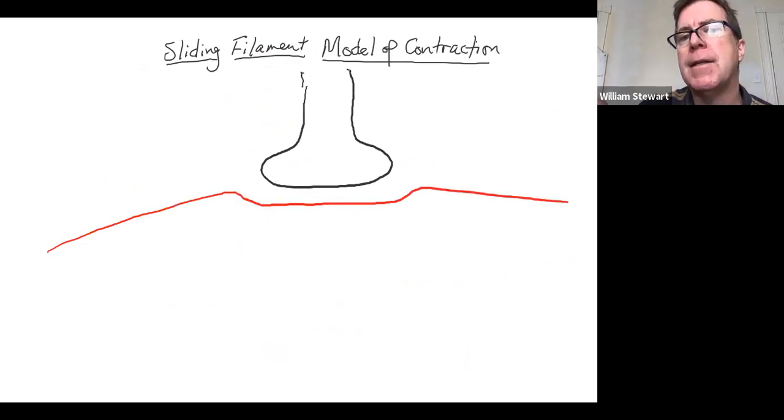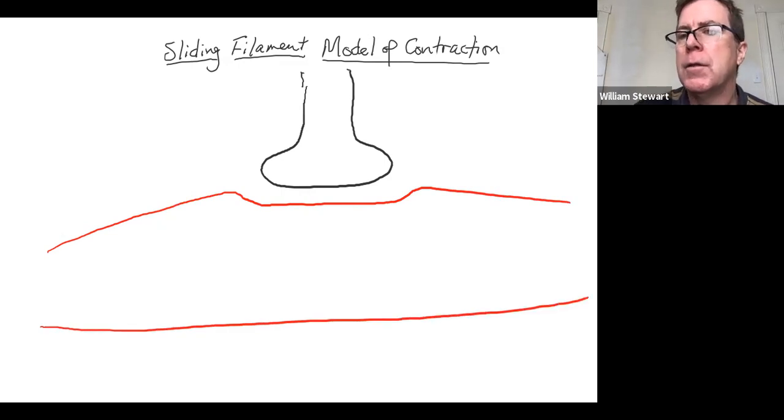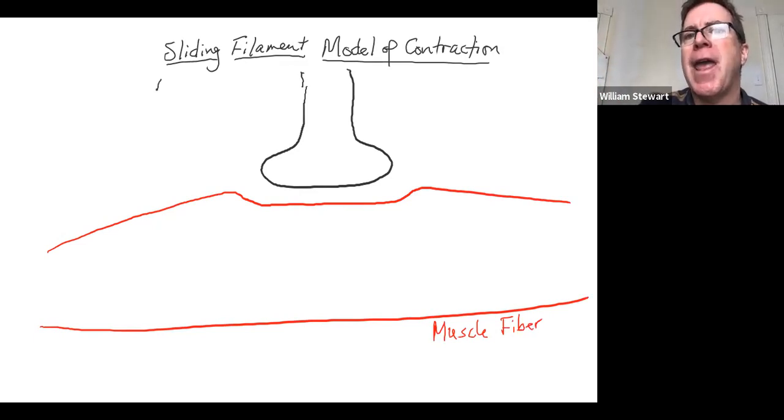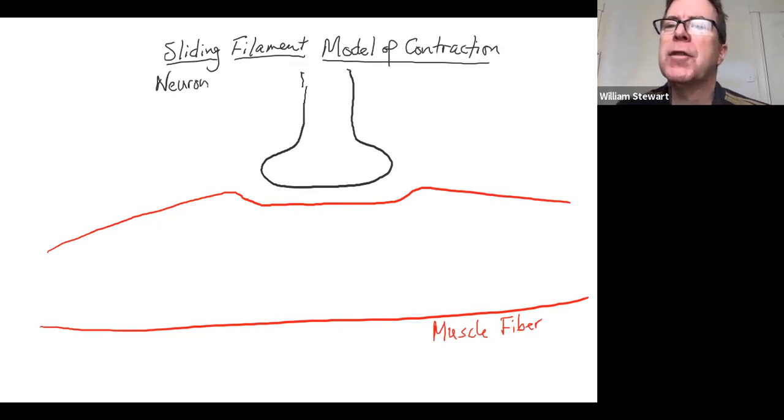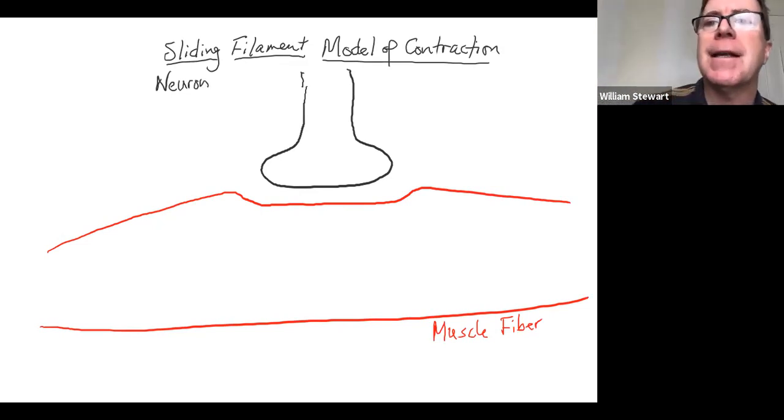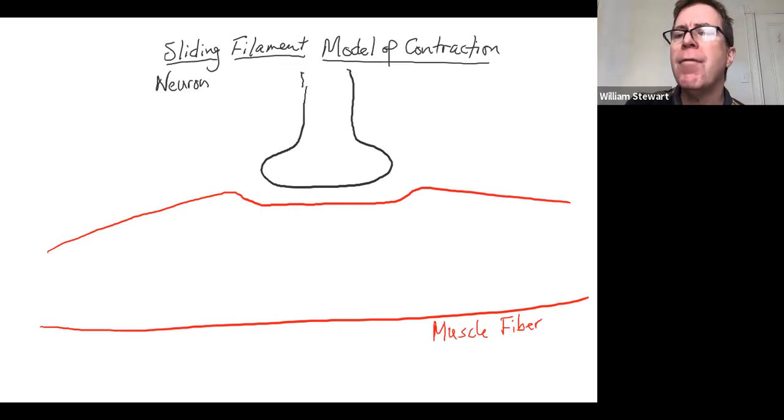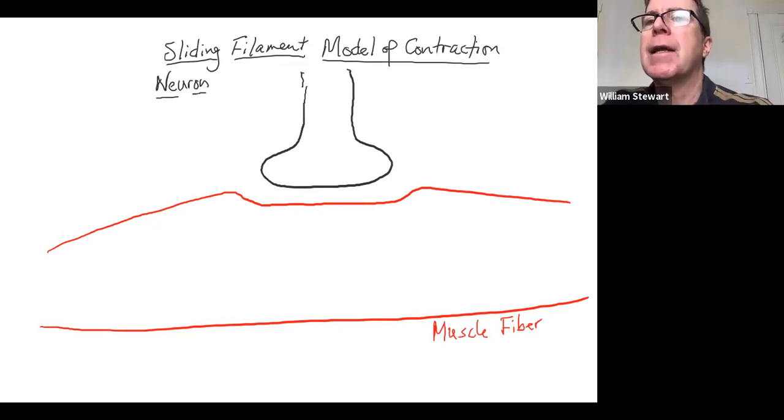Everything in red is an individual muscle fiber. So this is an individual muscle cell called a muscle fiber. What's in black up here is the end of a neuron. It's called the terminal end or the axon end. We haven't studied the nervous system yet, so I don't expect you to understand exactly how the nerve cell works.